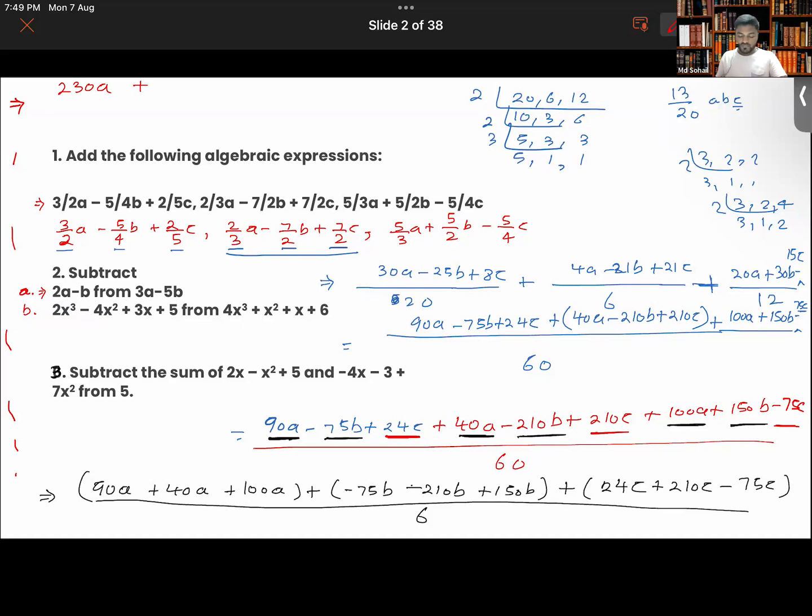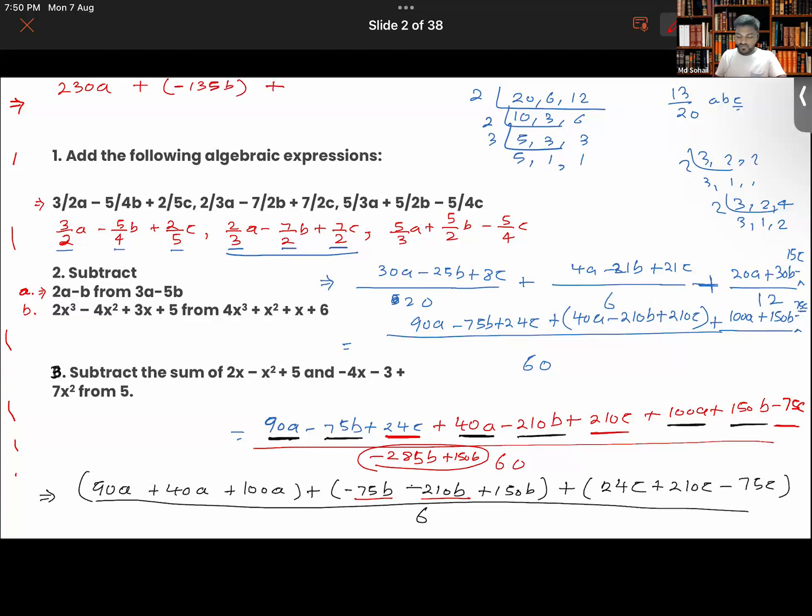Let me calculate. Okay, Arhan, did you get the value? This minus 75, this minus 210b, that becomes minus 285b. Right. Okay, then plus 150b. So that gives you how much? Sir, 135. 135 actually. And the sign is minus, no? Yes, minus 135b. Very good.